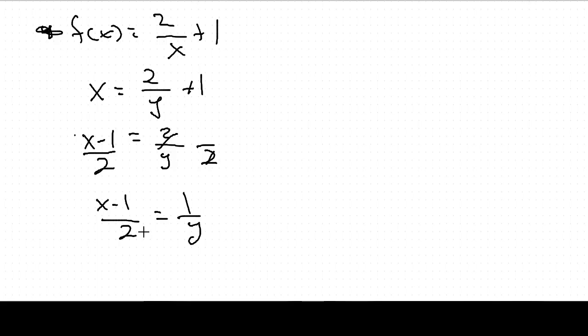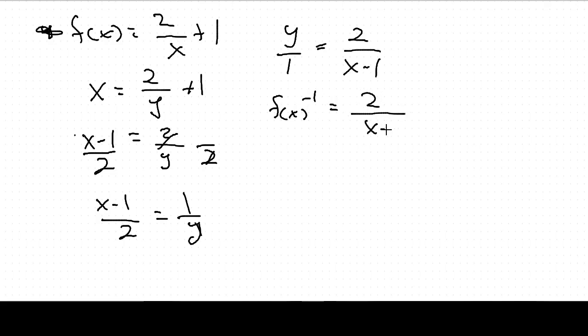Okay. Now, how am I going to move that y up to the top? There's an easy way to do it and a hard way to do it. Let's do the easy way. You notice that both of these are fractions, right? So if I flip this side, all I have to do is just flip that side. So I get y over 1 is equal to 2 over x minus 1. And that means that f of x inverse is equal to 2 over x minus 1.